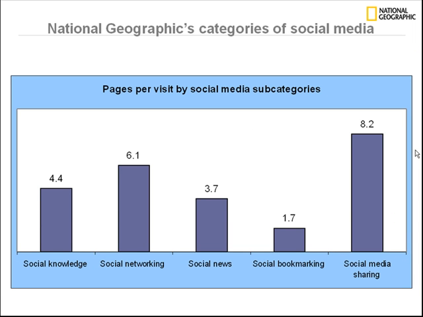Here's another way of looking at it. The average pages per visit, if you recall, on our site from social media was 4.2. Social bookmarking visitors are only looking at 1.7 pages per visit, so they're often just kind of one and done. And social media sharing sites like YouTube and Flickr are actually interacting with our site a good bit, only a little bit below the average of 10 pages per visit on our site.